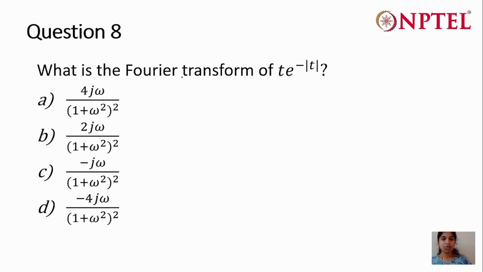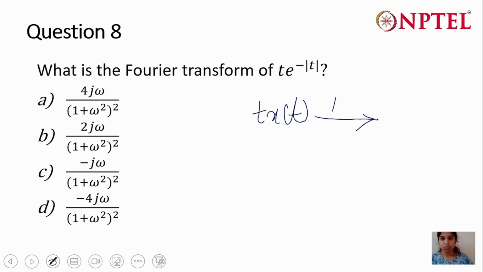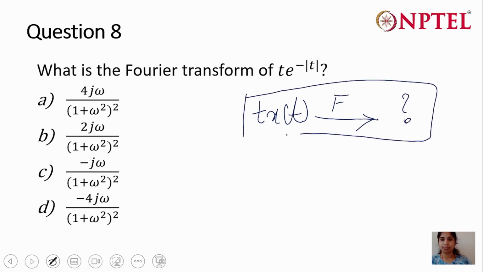What is the Fourier transform of t e power minus mod t? So if I have t into x of t, what is the Fourier transform? So the multiplication by t property we have to apply.